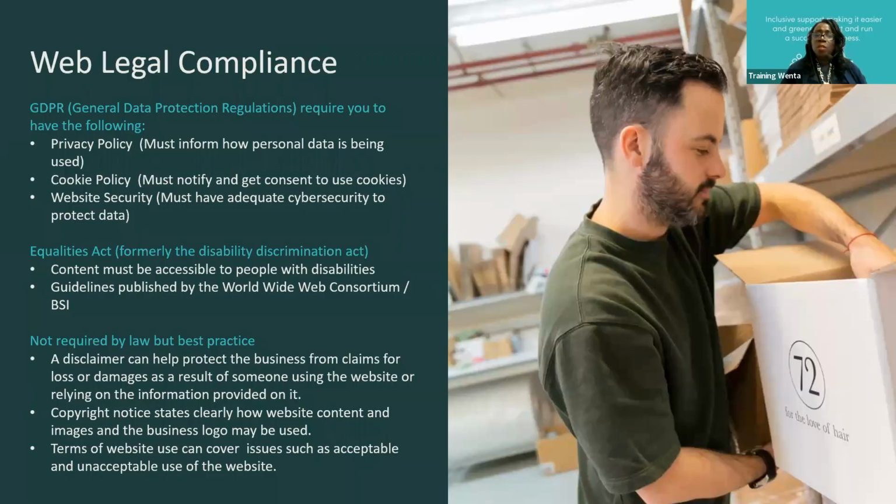So I'll give you an opportunity just to read this legal compliance page, and then we'll talk about this.